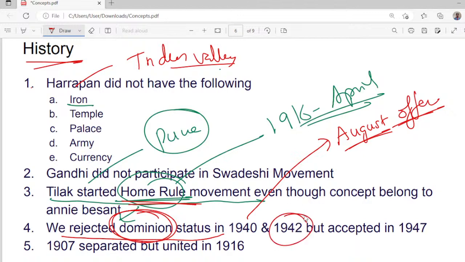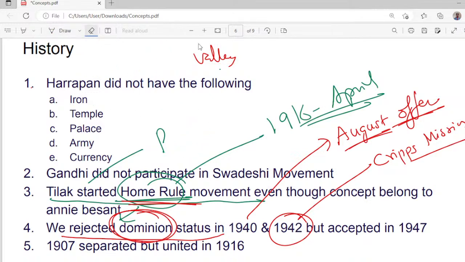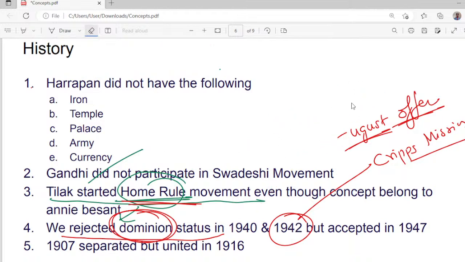Again in 1942, it is known as the Cripps Mission. They are giving dominion status, not complete freedom. Now somebody tell me when and where Congress demanded complete independence. We demanded complete independence, but they are giving dominion status, and we rejected it in 1940, we rejected it in 1942, but we are accepting that in 1947. So 1947 we are celebrating Independence Day, no? That is not a complete freedom. That was a dominion status only.